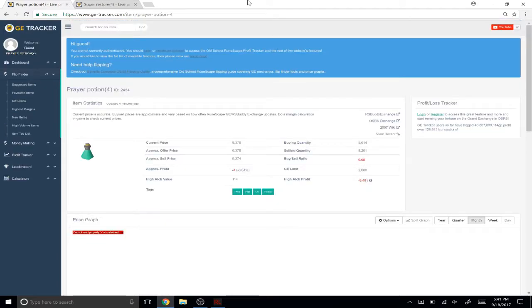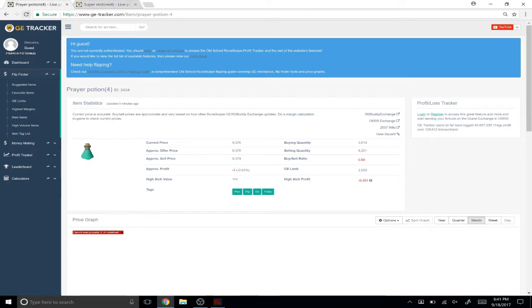So you've made it this far in the video, and here's a really big pro tip that I have not seen any other flippers on YouTube mention, and it's talking about substitute items. So, for example, prayer potions and super restores do the same thing, kind of. Super restores restore your stats, but they will also restore your prayer. On top of that, prayer potions just restore your prayer.